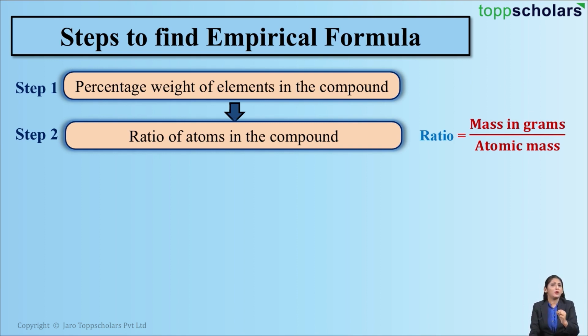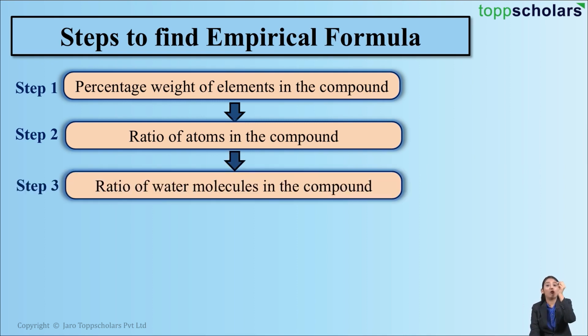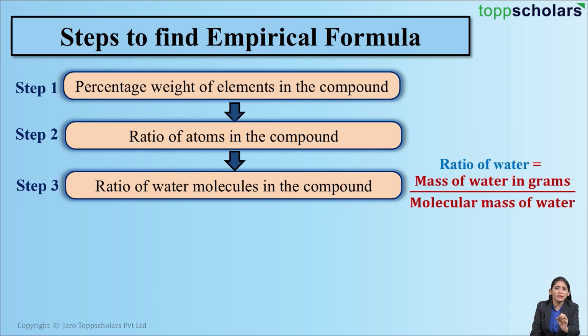Now, if you come across such compounds wherein you have water molecules, that is in the form of water of crystallization, for these compounds you need to calculate the ratio of water molecules that are present in the compound. How are we going to do this? It's very simple. You need to simply divide the mass of water in grams by the molecular mass of water.